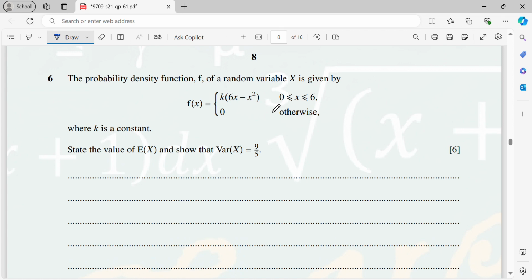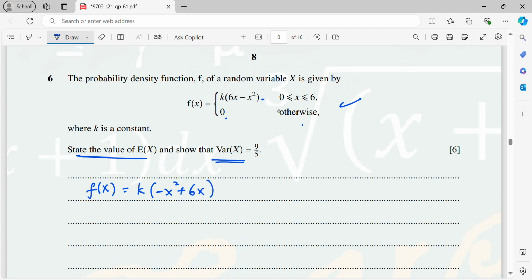Now, question number 6. The probability density function f of a random variable x is given. Your f(x) is k times (6x minus x squared), where x is defined from 0 to 6, and f(x) is 0 otherwise, meaning other x values are undefined. Where k is a constant, state the value of E(X) and show the variance of X. So from here I will rewrite my f(x) first. It will be k of negative x squared plus 6x, instead of 6x minus x squared.